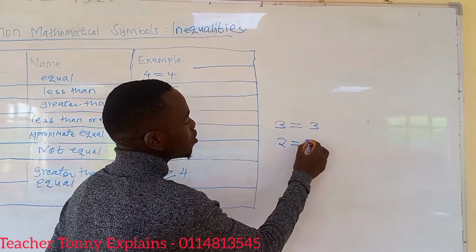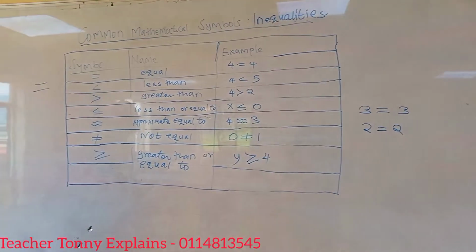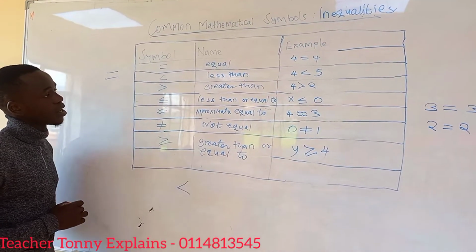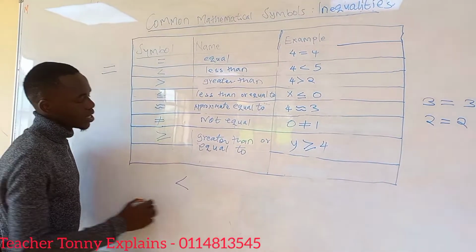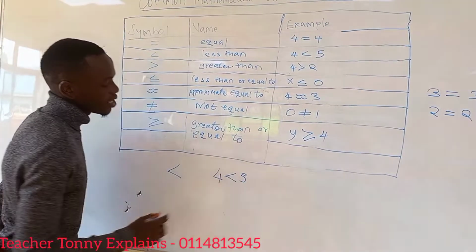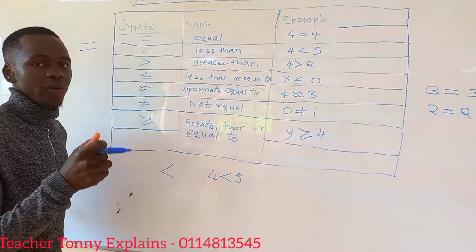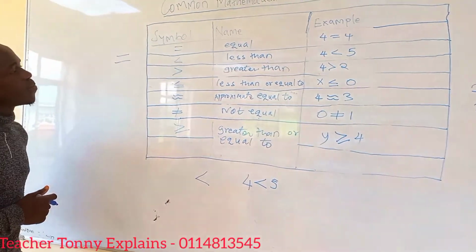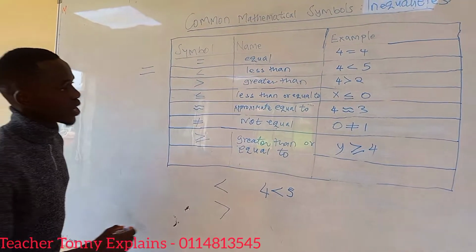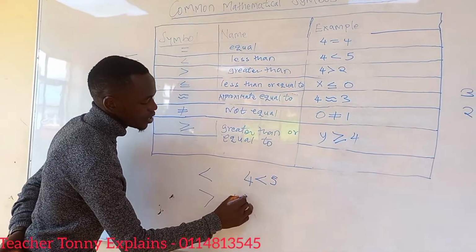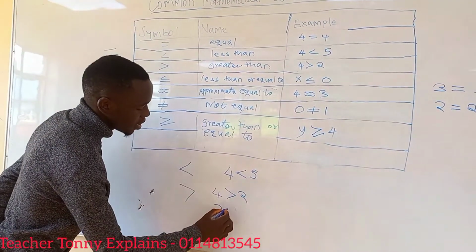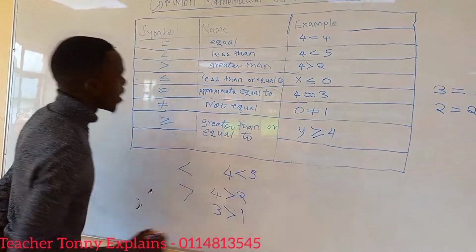2 equals 2. Another symbol is the less than symbol, which is denoted by this symbol. In other words, 4 is less than 5. That means 5 is greater compared to 4. The next symbol is greater than. For example, we can have 4 is greater than 2. Another example, 3 is greater than 1.